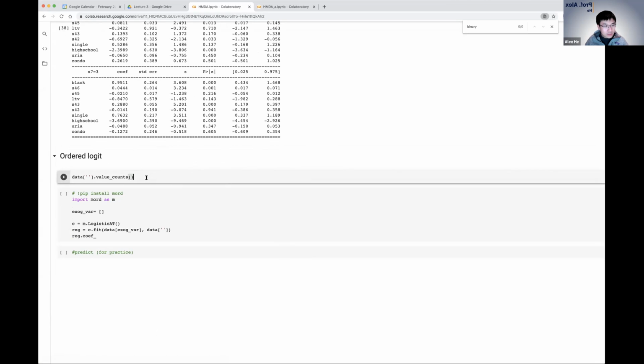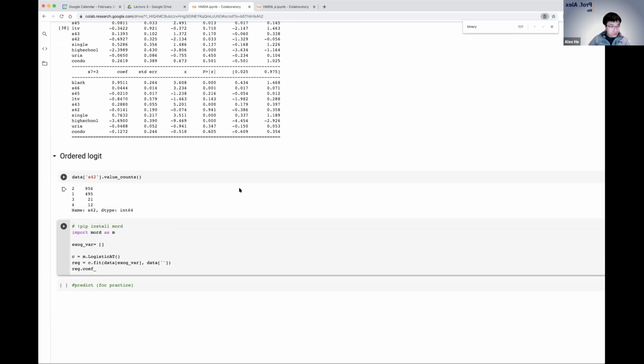Okay, now finally, let's try ordered logit. This is for a variable that has several categories, but it's ranked. So there's a highest and lowest. What is the example you chose? We did credit history, S42. Okay, so there's 1, 2, 3, 4.